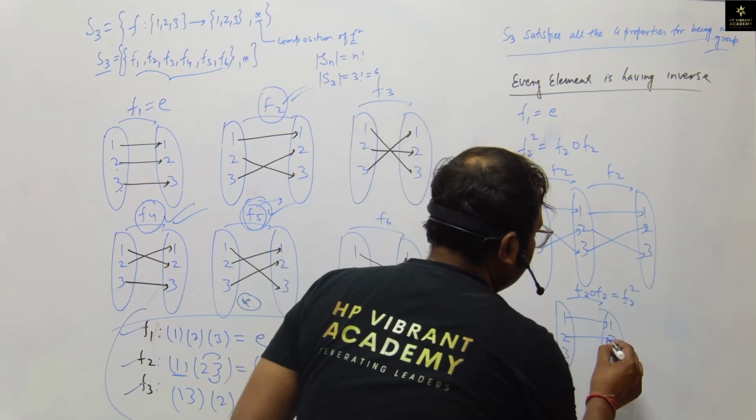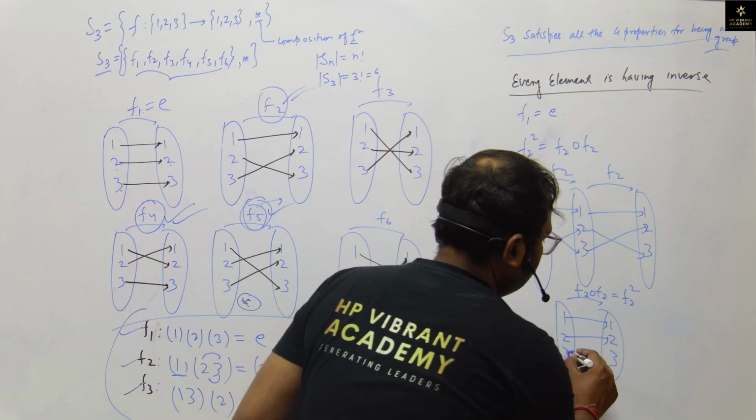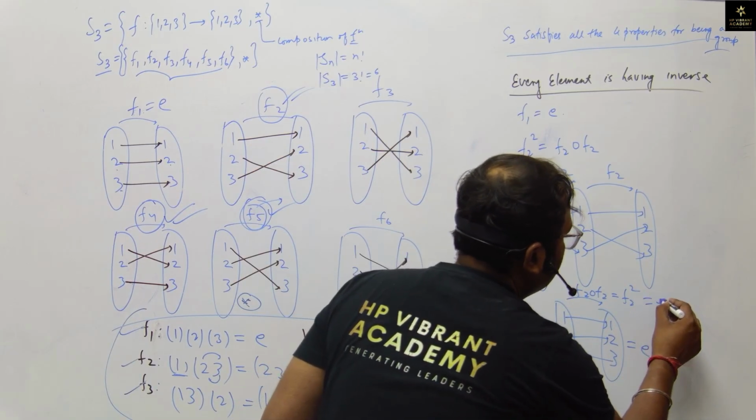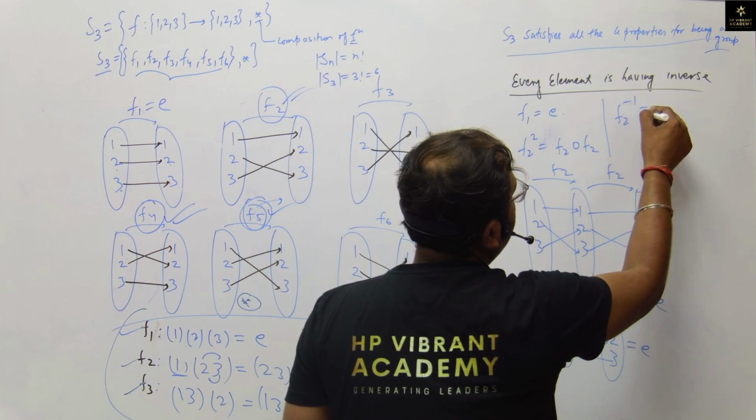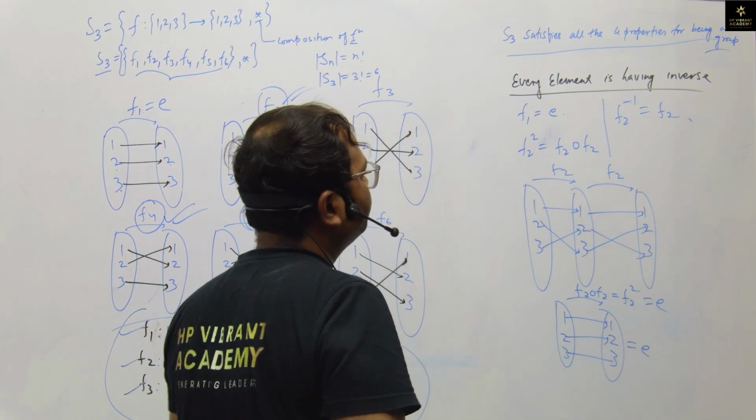This means 2 goes to 2. 3 goes to 2, 2 goes to 3. This is nothing but the identity element. So the inverse of f2 is nothing but f2. Okay.